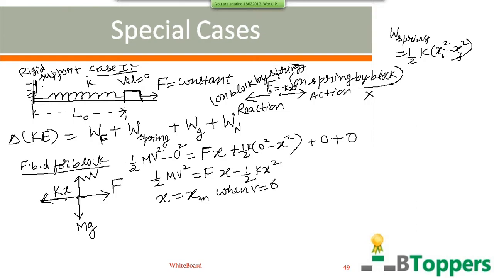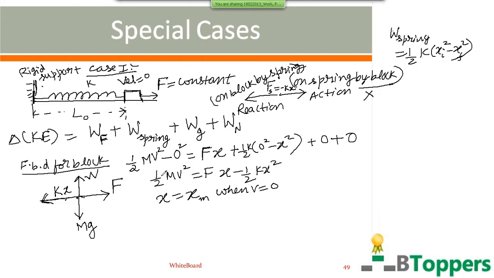when v is 0. Please don't write the notes now. You just concentrate on listening. I will be showing you the notes separately, when you can copy them. So x equals xm when v is 0. xm represents the maximum elongation of the spring, that is, the maximum possible increase in the length of the spring.